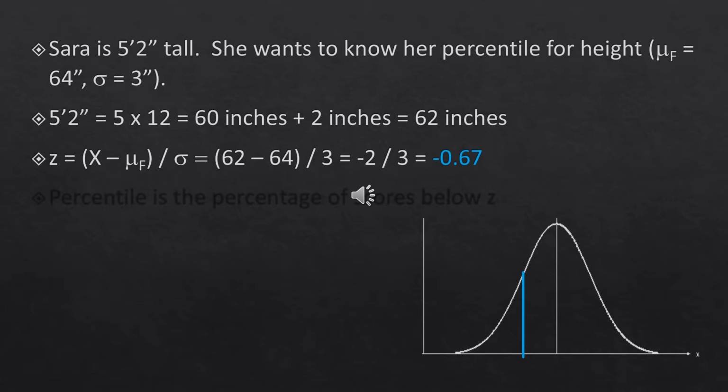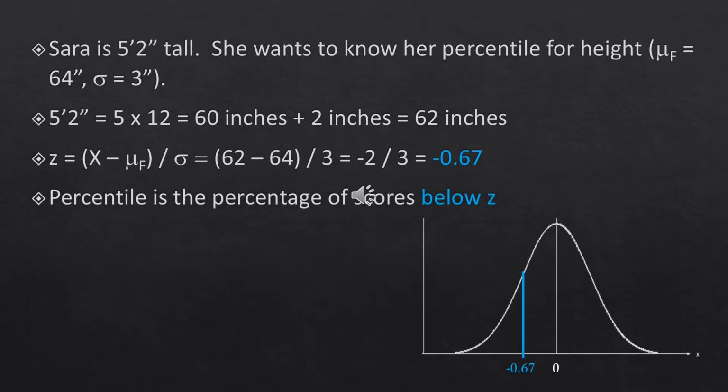It's a minus because Sarah is shorter than the average of 64. And minus 2 over 3 is minus 0.67. So Sarah's z-score for height is minus 0.67. A percentile is the percentage of scores that occur below the z-score. So we need to get the z-table and find her percentile.